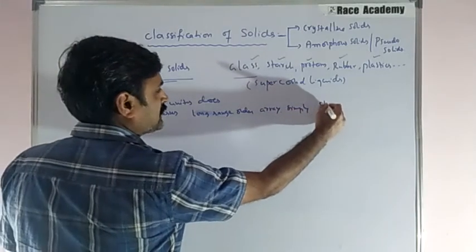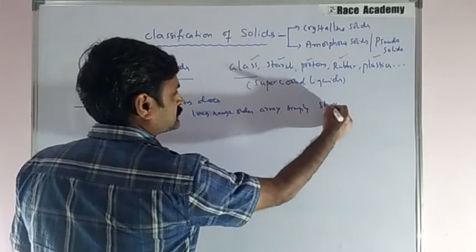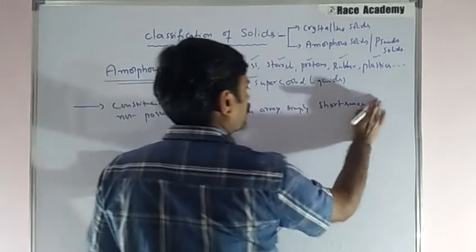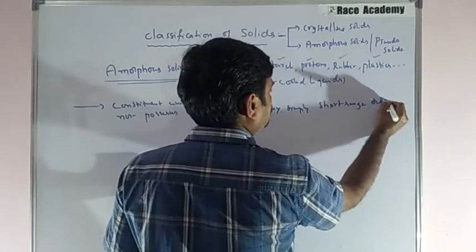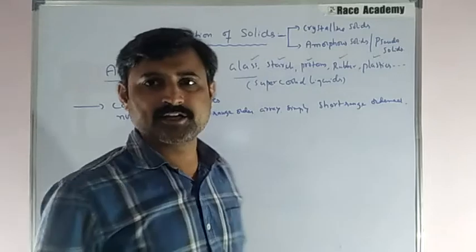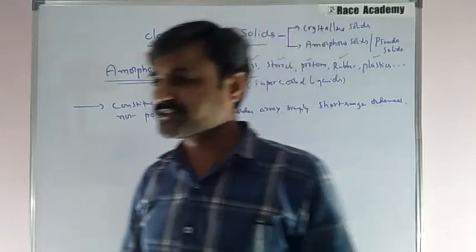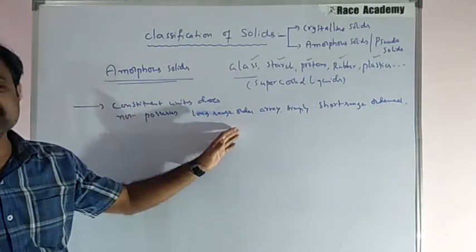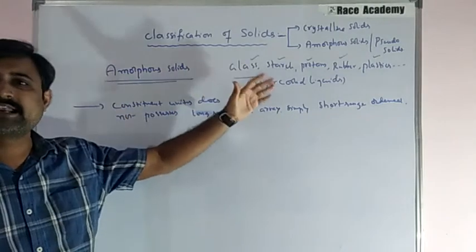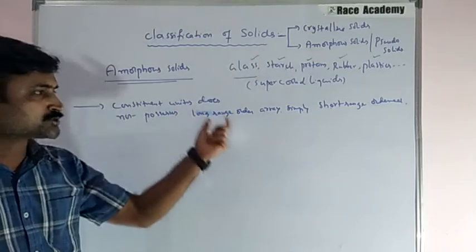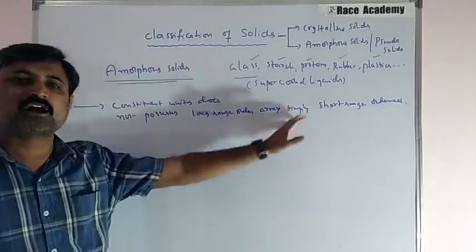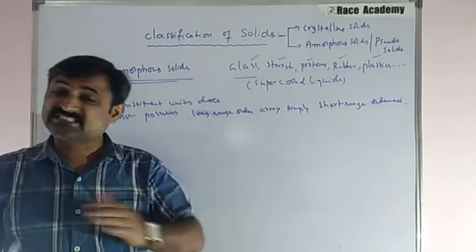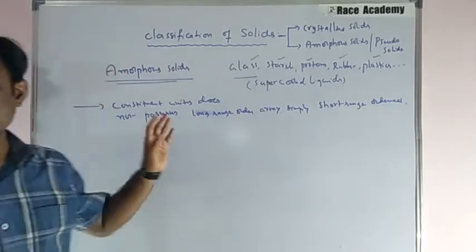Simply we can say they are arranged in a short range ordered manner in amorphous solids. Whereas when you talk about long range ordered, that means over long distances the systematic arrangement is there, which is crystalline solids. A short distance arrangement is called amorphous solids. That means no such systematic arrangement is noticed in amorphous solids.